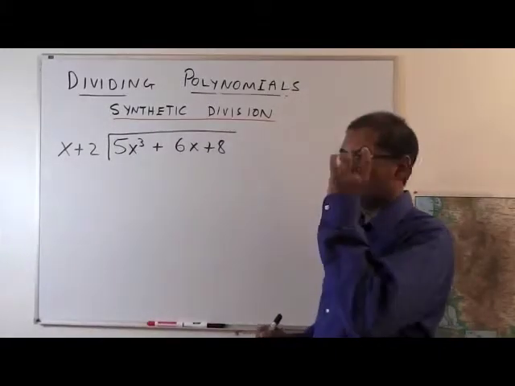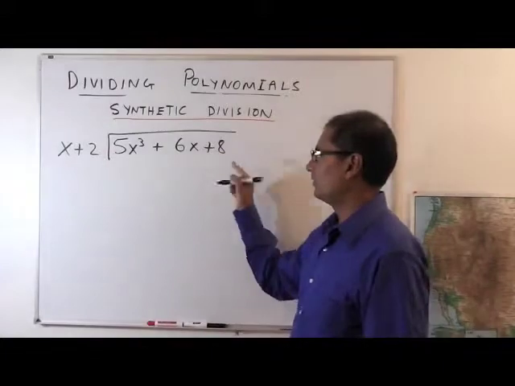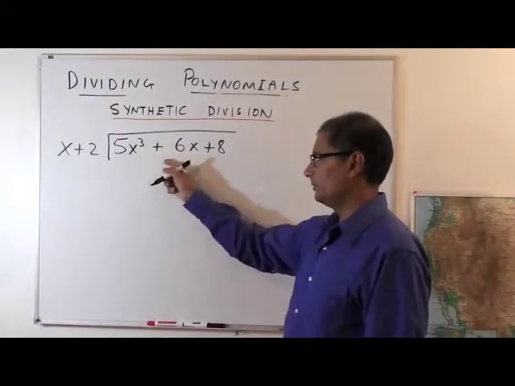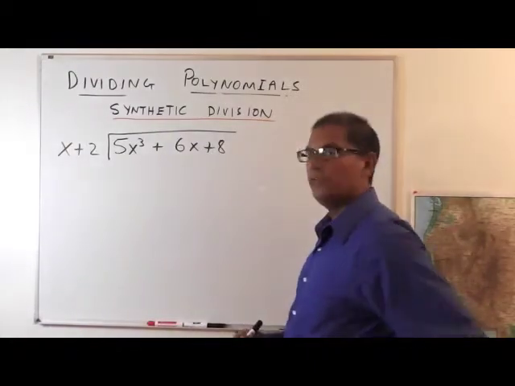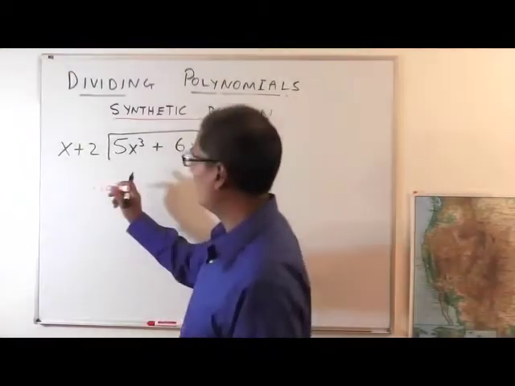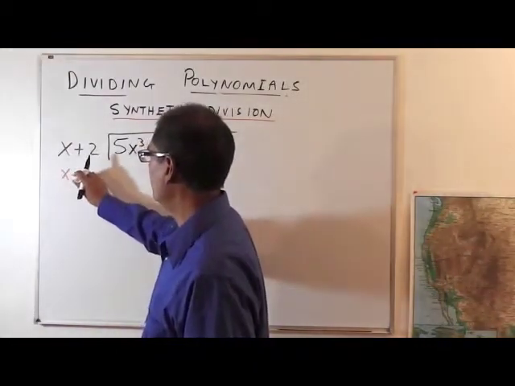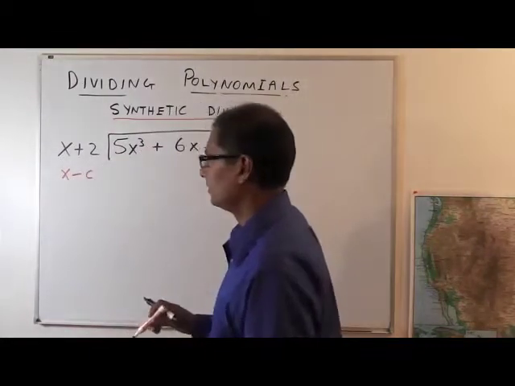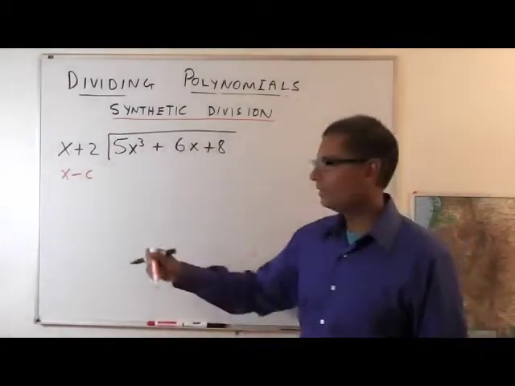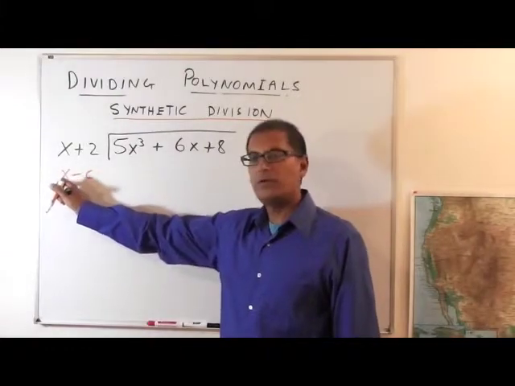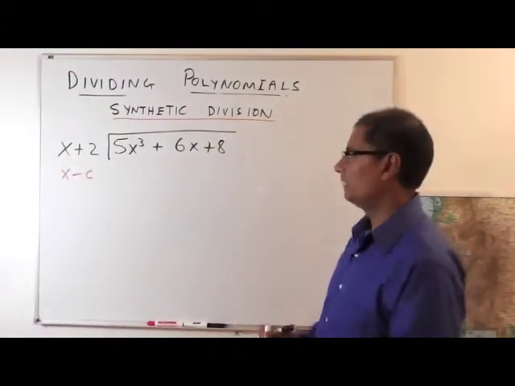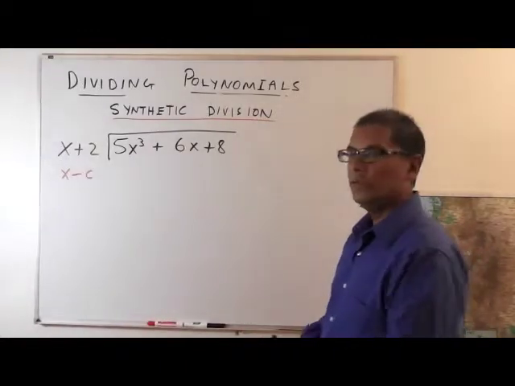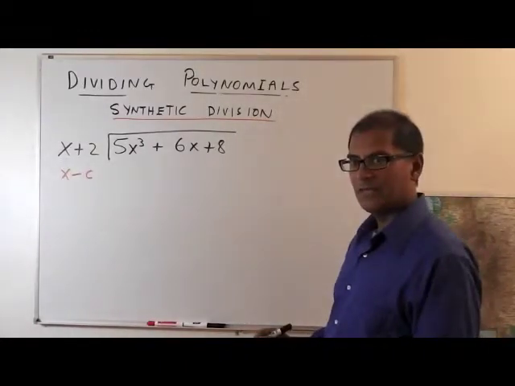So suppose we want to divide the polynomial 5x cubed plus 6x plus 8 by x plus 2. The first thing we want to notice is that this has the form x minus c, where it's linear and we just have a coefficient of 1 on the x and we have a number attached there, added or subtracted. So once we have that form, we can do what's called synthetic division.